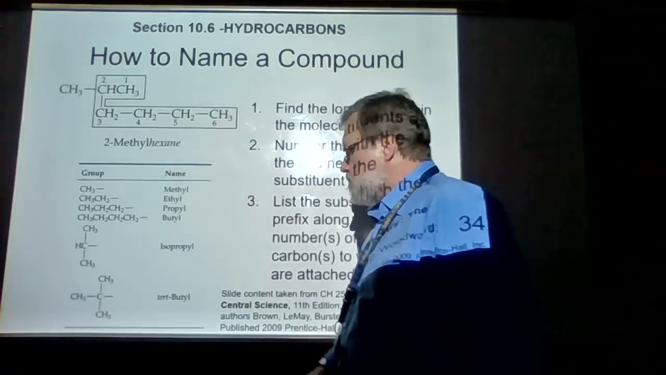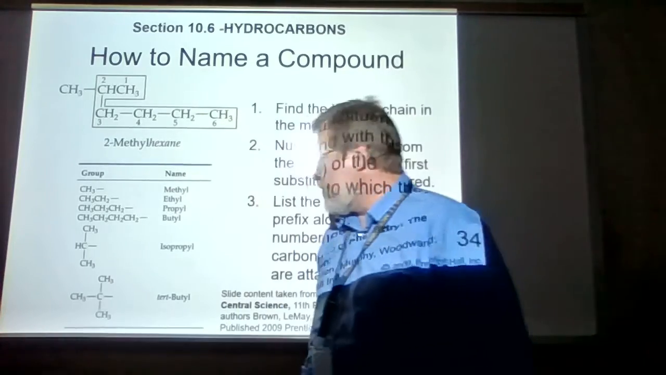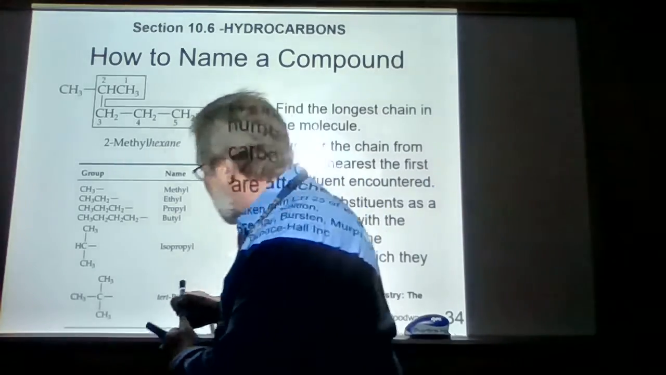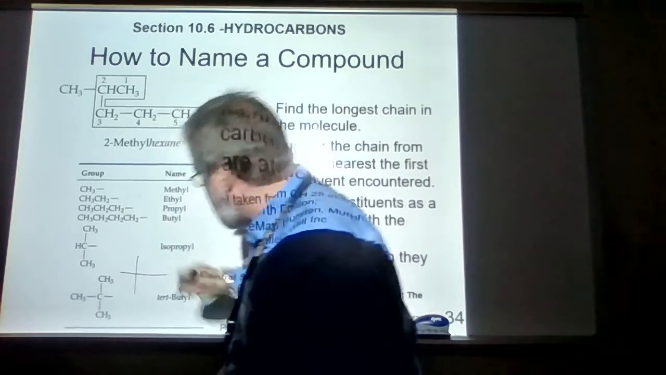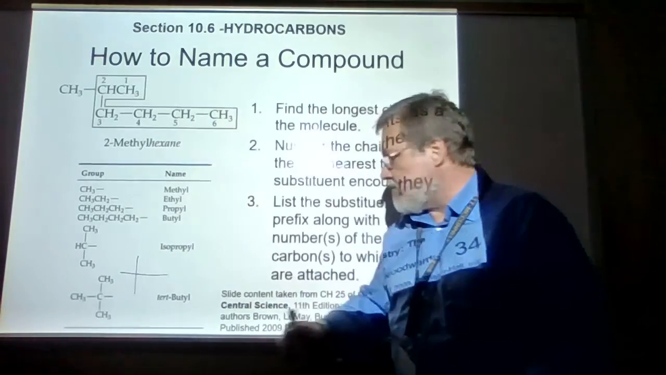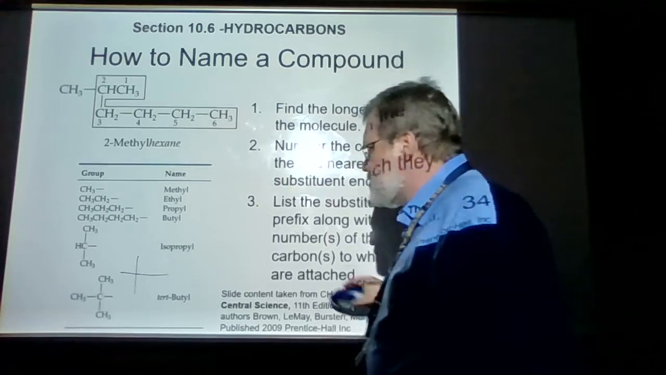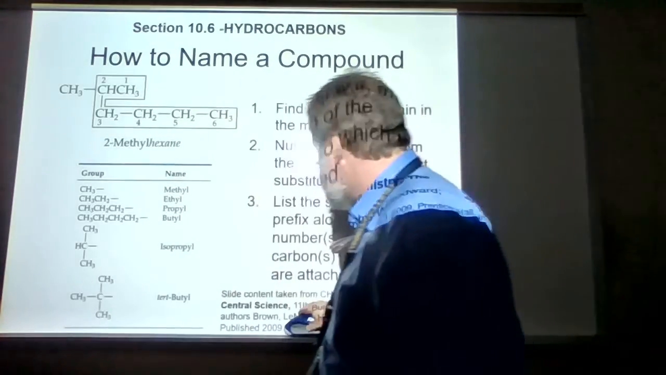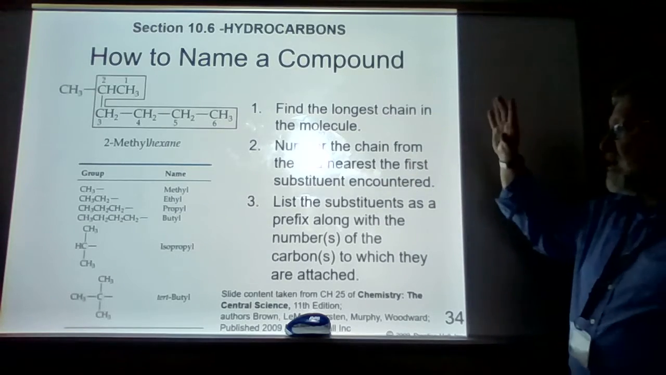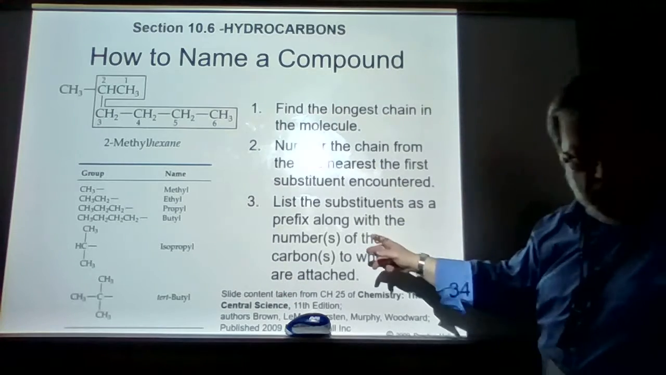Tert-butyl. Bute, 4 carbons, 1, 2, 3, 4. I guess it's tert because it forms a T of sorts, like that. Carbon, carbon, carbon. Tert-butyl, T-butyl. That's the only way I can explain that. Tertiary butyl. So, name of the substituent. Where is it? What is it? Parent compound.